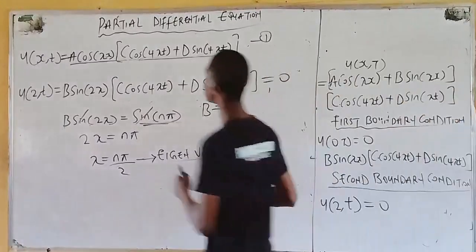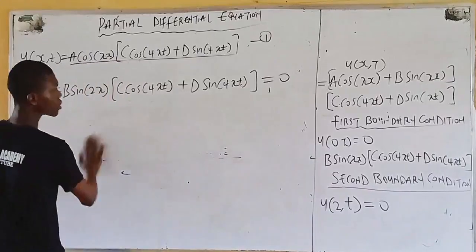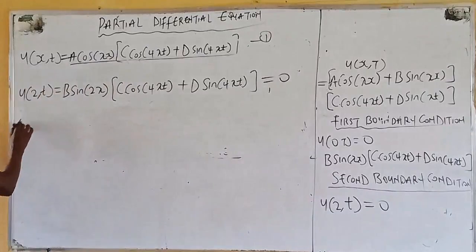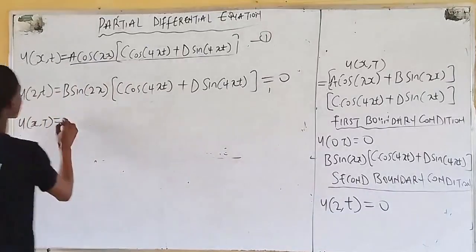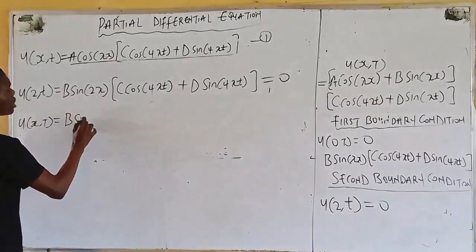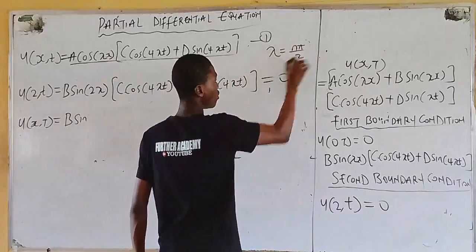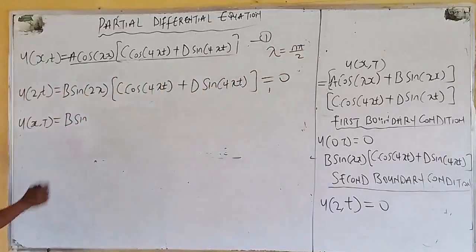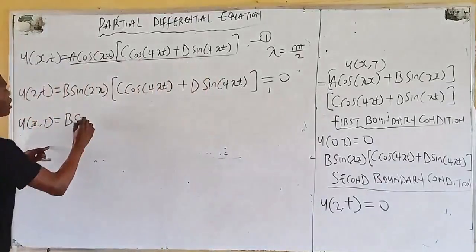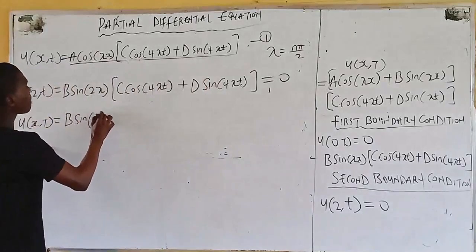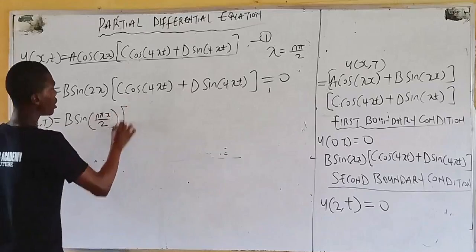Now, substituting, what do you have? Meaning u as a function of x and t is equal to B sine, where your lambda, your wavelength, is equal to n pi over 2, right? So let's do that together. What do I have? B sine, all in brackets, n pi x over 2, right? Any question?